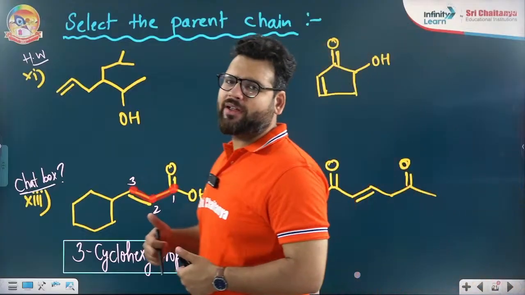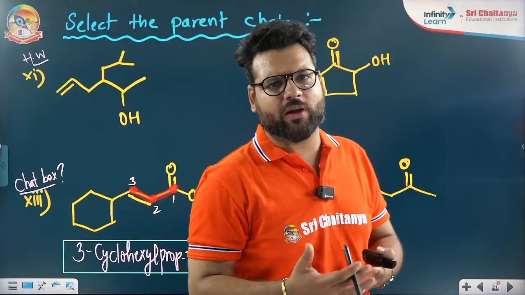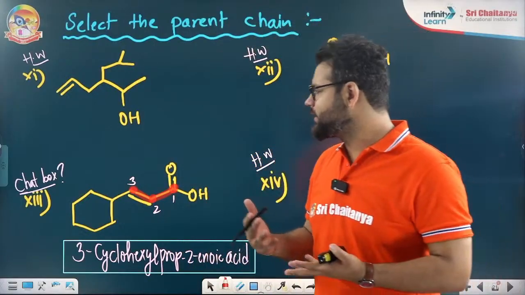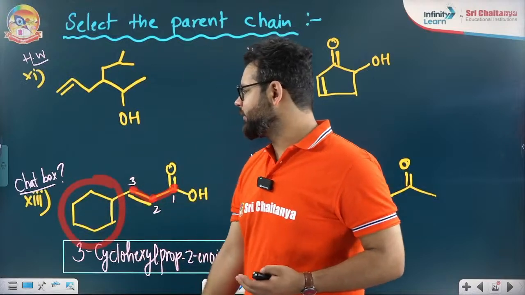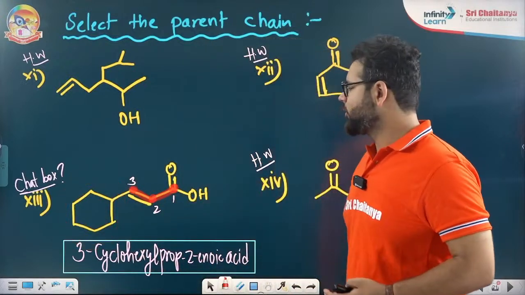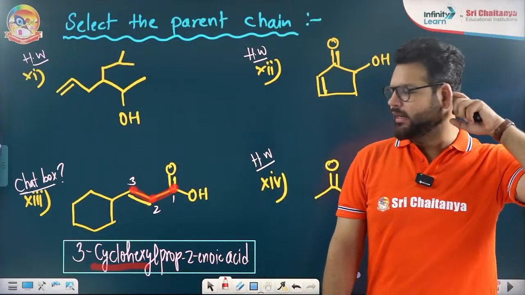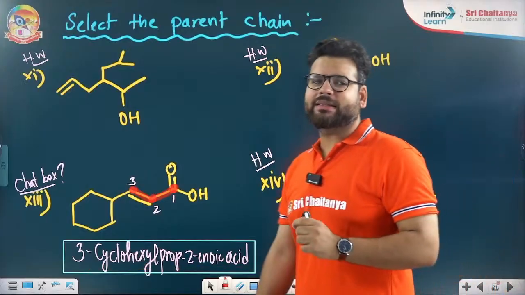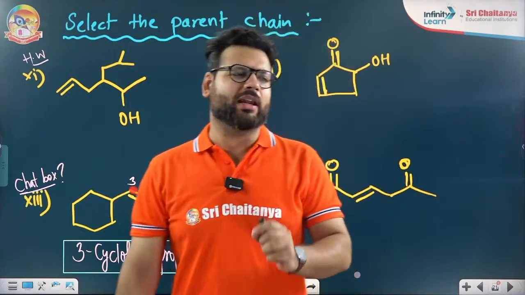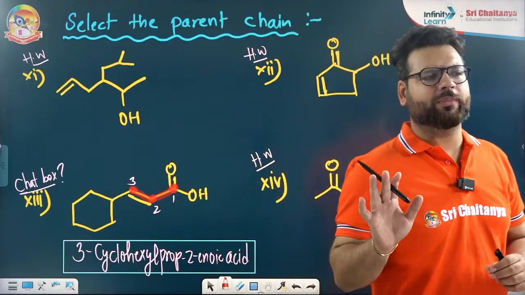And on number 3, we have an alkyl group attached. Any substituent attached that is a carbon-containing group, we'll call it an alkyl. First, what was this alkane? This was cyclohexane. So now it is a side chain, we'll call it cyclohexyl. 3-cyclohexyl propenoic acid. Following all the rules, this is how you name it.